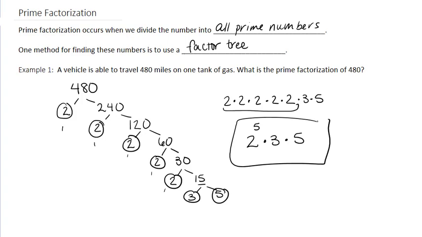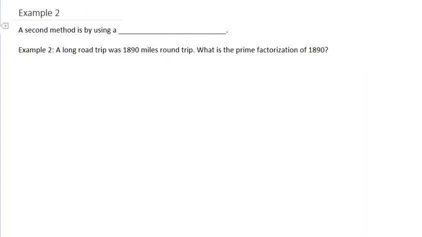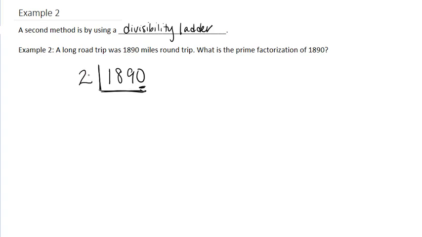Now let's go over another example, and we're going to use a second method, the divisibility ladder. A long road trip was 1,890 miles round trip. What is the prime factorization of 1,890? For this problem, we will have our number, and we're going to draw what will begin our ladder like this. Now, 1,890 is even, so we're first going to divide by 2.